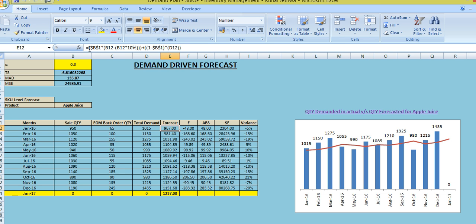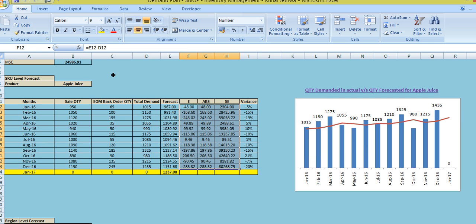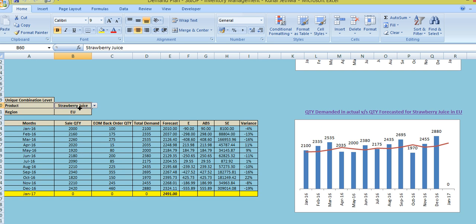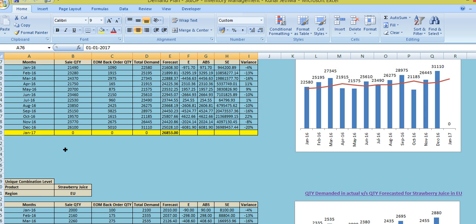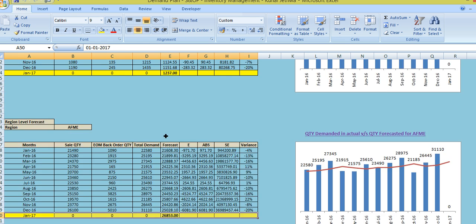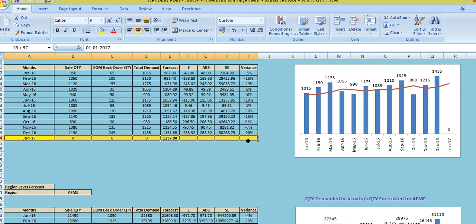The forecast is derived through the exponential smoothing method, where the alpha is 0.3, and the error, the absolute and the squared errors are derived mathematically. I'm sure everyone is aware of this very well known method. We can toggle between the demand at all the levels, and even at the combination levels. And this is the best demand derived out of the statistics for the product at the region and at the combination of both.